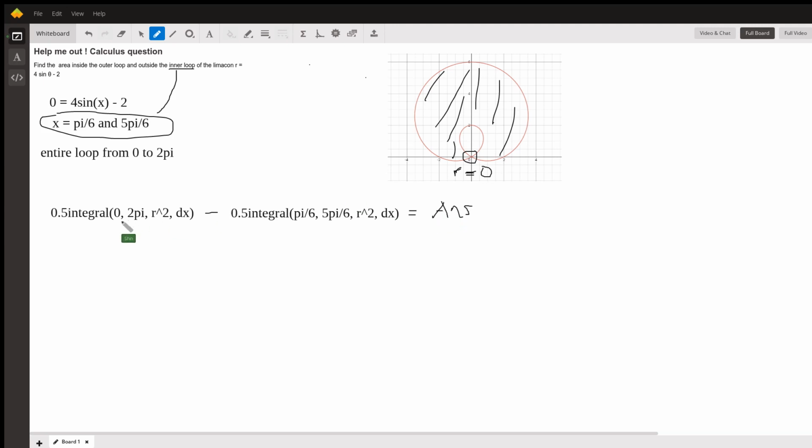And you have two options. One, you could do this on a calculator, and it'll give you a numerical answer. However, if you were to do it by hand, the best method would be to expand the r squared, and then you take the limits of integration, and then you should get the answer.